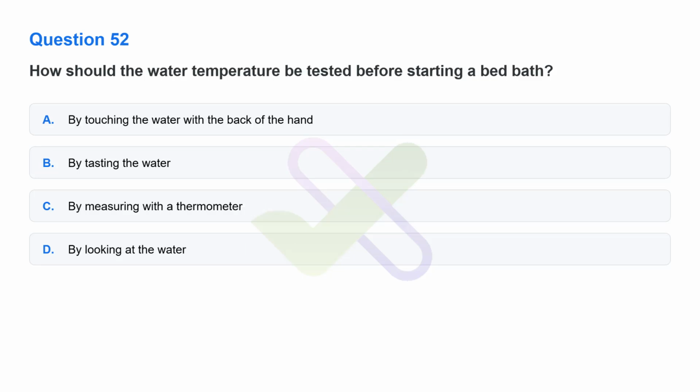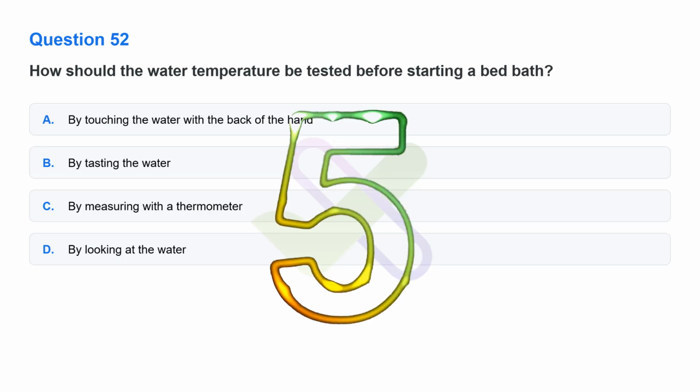How should the water temperature be tested before starting a bed bath? A. By touching the water with the back of the hand. B. By tasting the water. C. By measuring with a thermometer. D. By looking at the water.